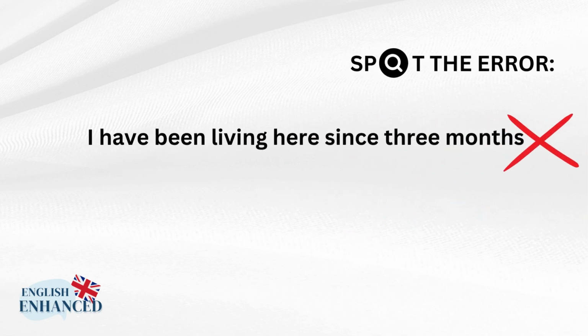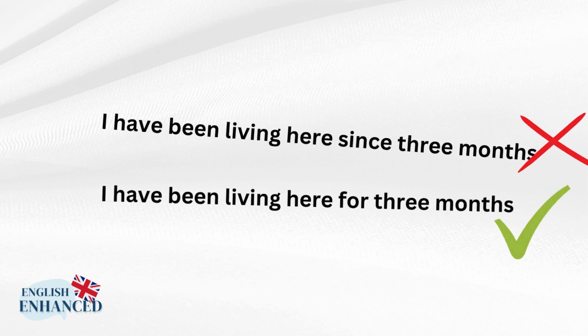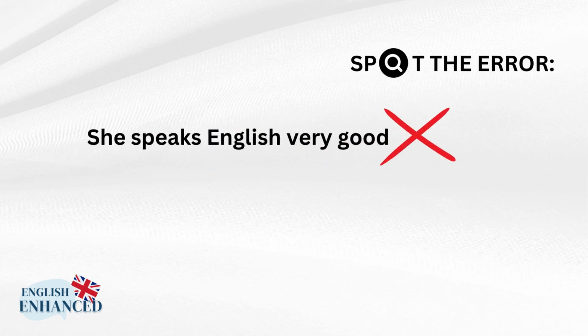Okay, number 10. I have been living here since 3 months. Can you spot the mistake? Okay, and in this example, we need to replace since with for. If we're expressing a duration of time in English in a case like this, we need to use the preposition for to indicate for how long an action has been happening.